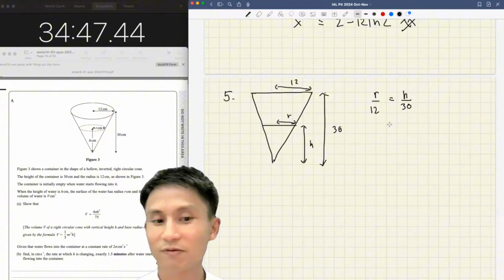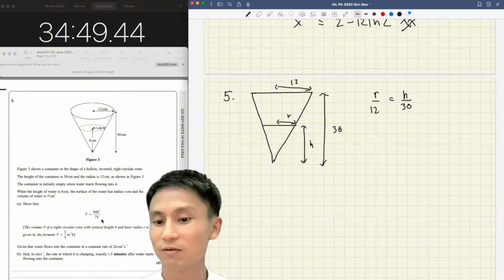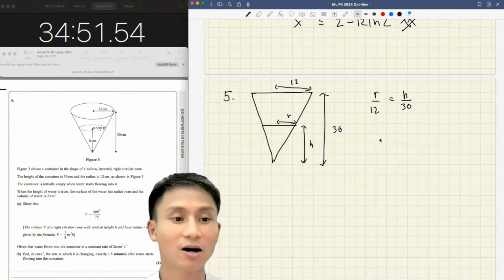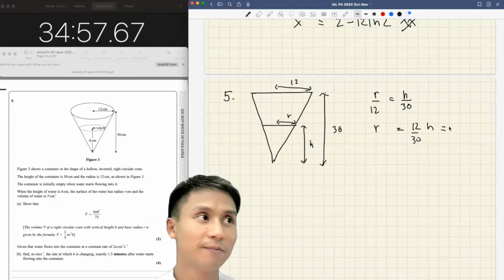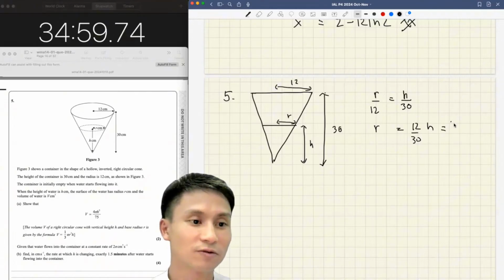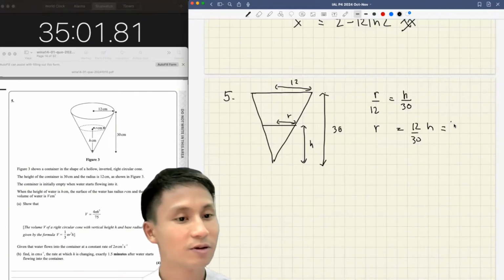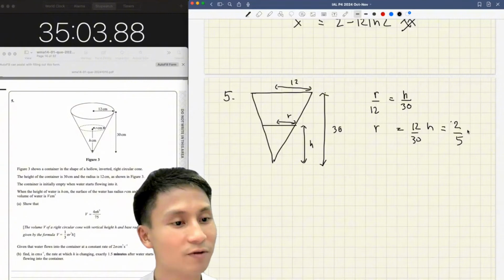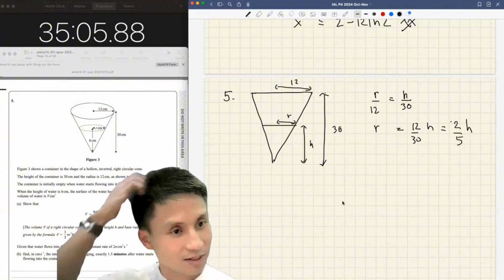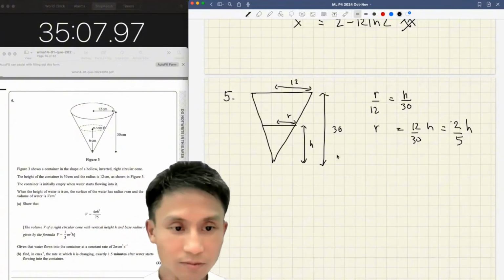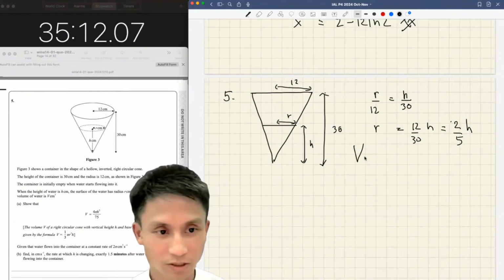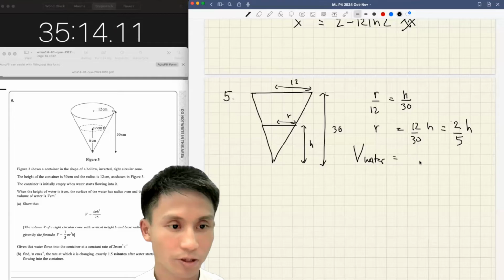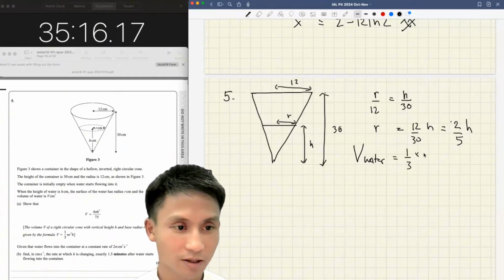So the point here is to find R in terms of H, because if you look at the volume there, we don't need any R's, right? So R in terms of H would be 12 over 30 H, and that would be 6 over 15, no, I can do 2 over 5 H, just using 6 there. All right. So V, the volume of the water, would be 1/3.